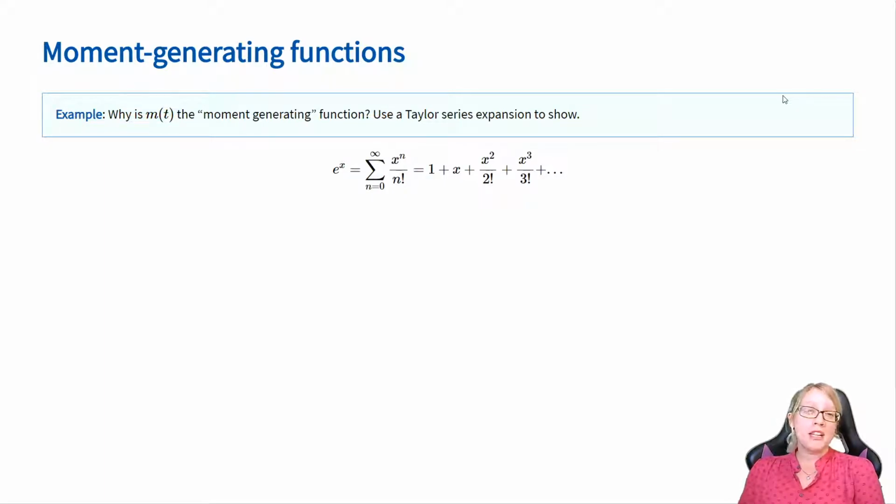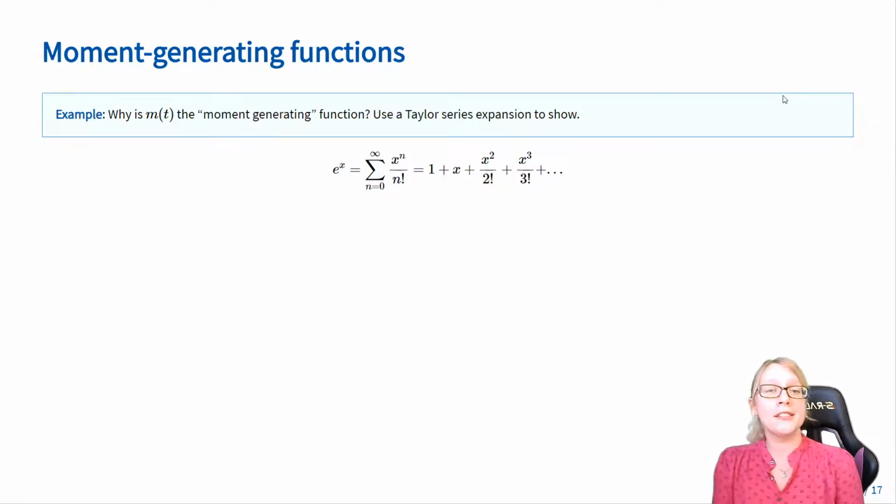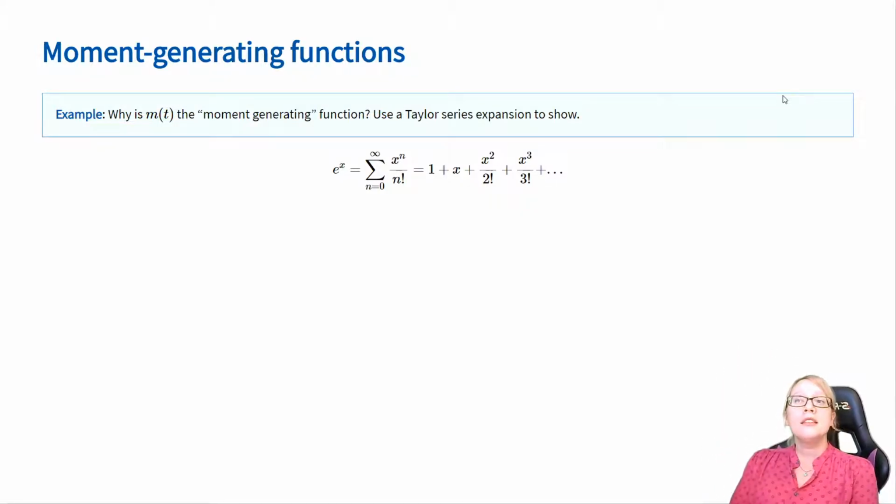So let's start by just refreshing our memories on what this Taylor series actually is. The Taylor series is a way to expand e raised to the x power. So it turns out that e to the x is defined as the sum from n equals 0 to infinity of x raised to the n over n factorial. So we can write e to the x as 1 plus x plus x squared over 2 factorial plus x cubed over 3 factorial, and so on. So let's apply that to the moment generating function.